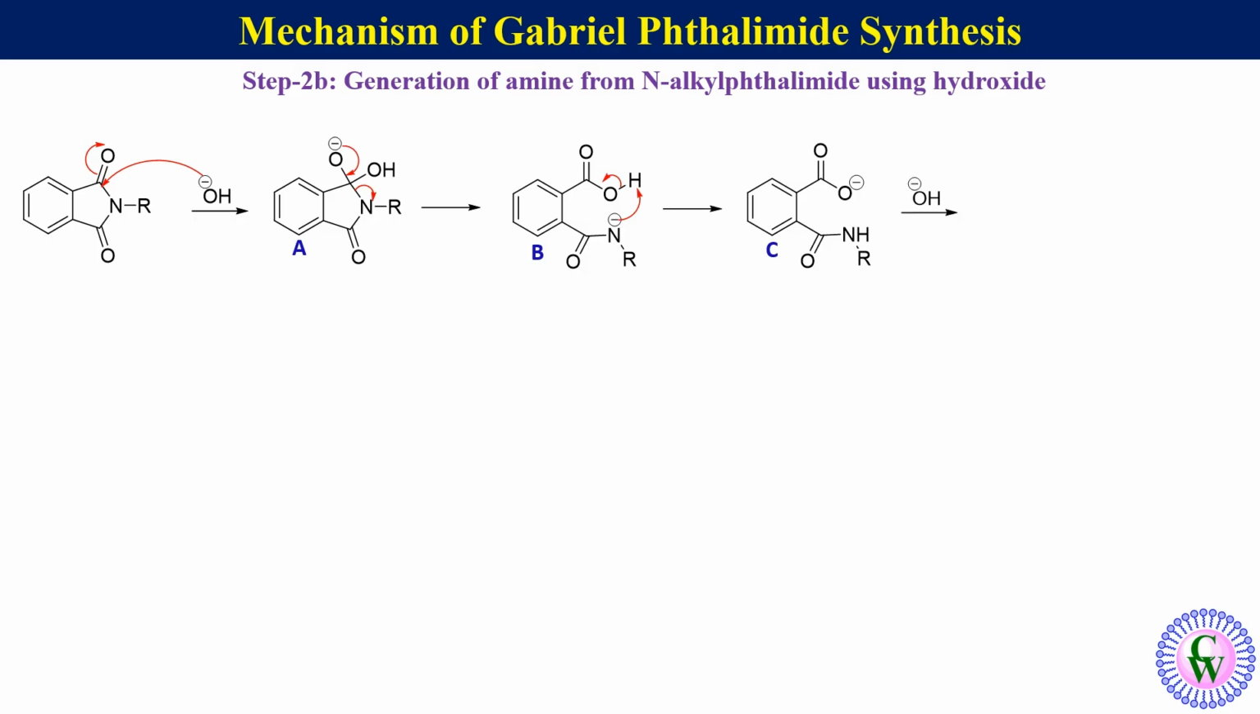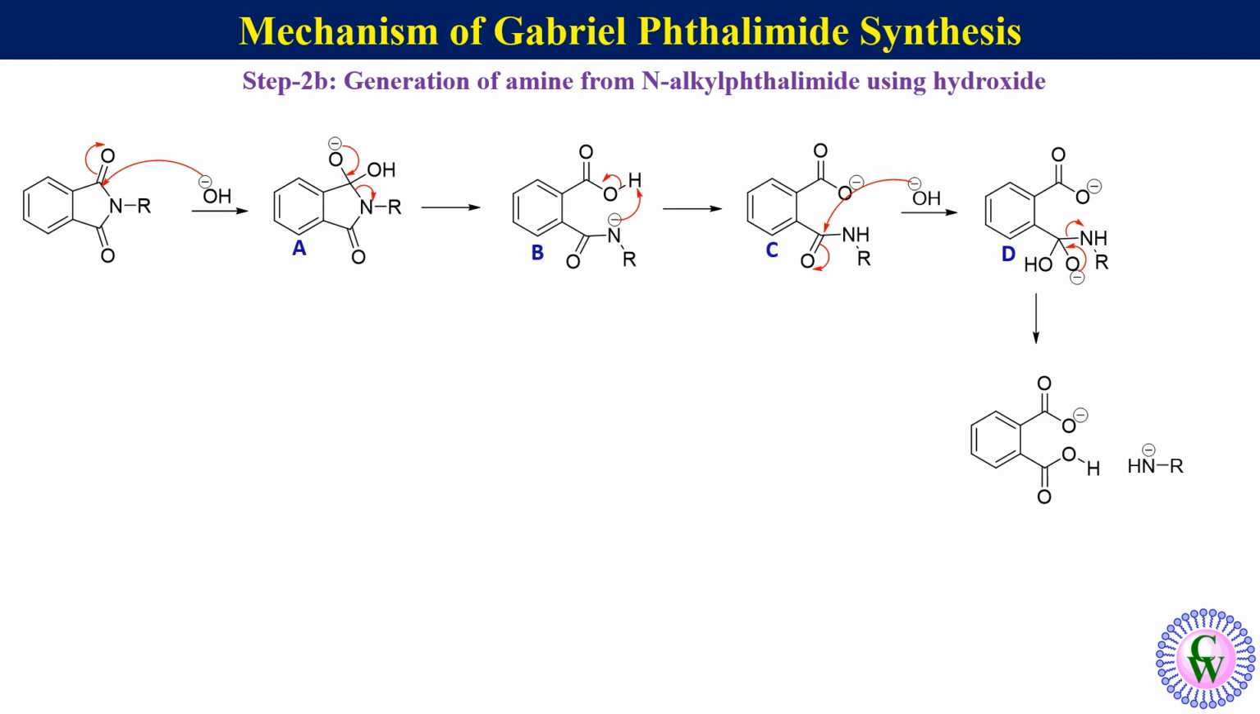Second hydroxide ion adds to the carbonyl carbon of species C to produce species D, which after electronic delocalization produces alkyl amide and phthalic acid monocarboxylate salt. Alkyl amide then abstracts proton from the carboxylic group to produce primary amine and phthalic acid dicarboxylate salt.